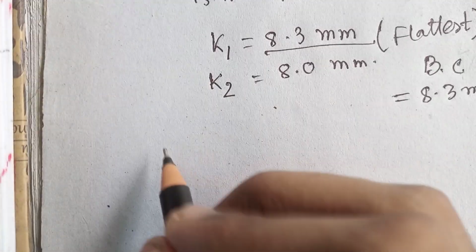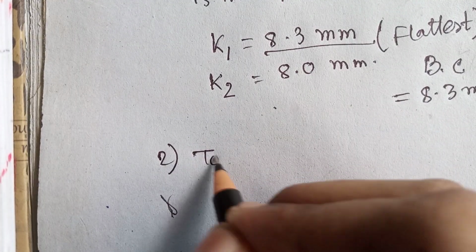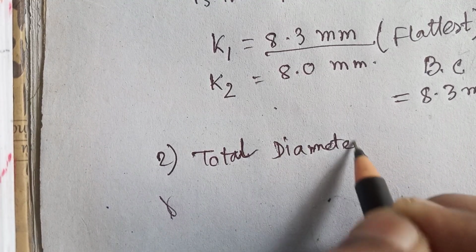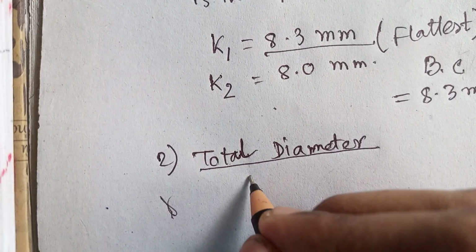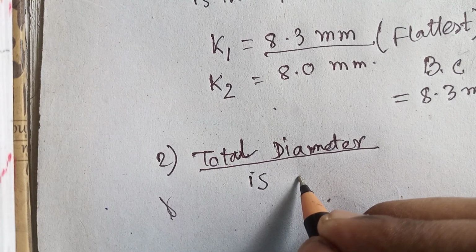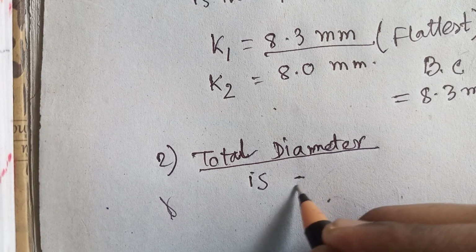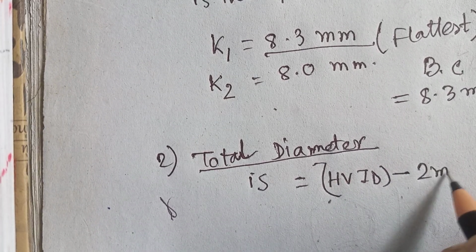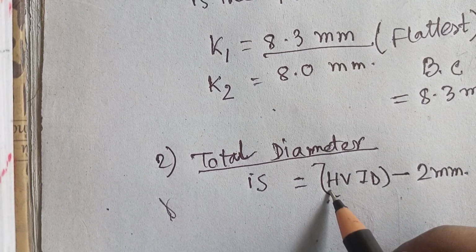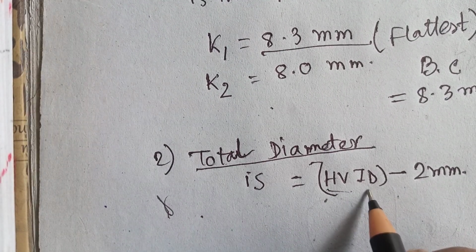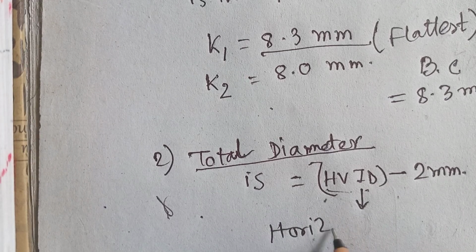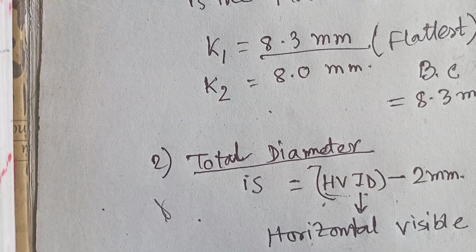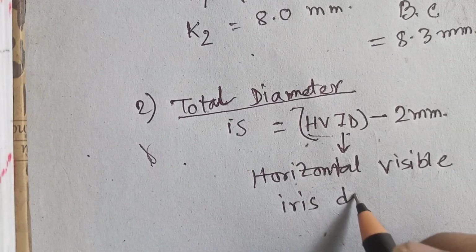Now the second thing is the total diameter. For an RGP contact lens, the total diameter equals HVID minus 2 millimeter. Now what does this HVID mean? HVID stands for horizontal visible iris diameter.